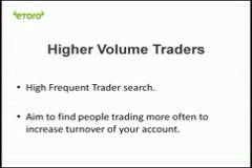So that's just a quick run through what we did last time. Now we're going to get on to higher volume traders, so we'll now deal with some different time periods. Okay, so we're going to look at a high frequent trader search. This is one of the 4 most popular searches on the platform.